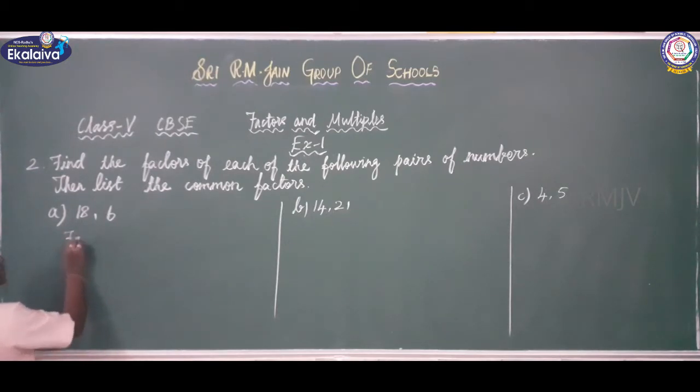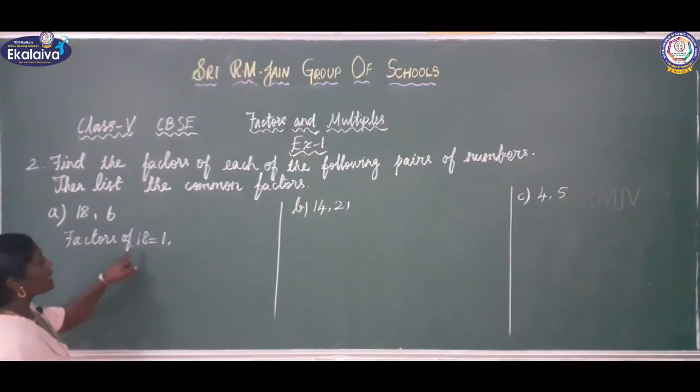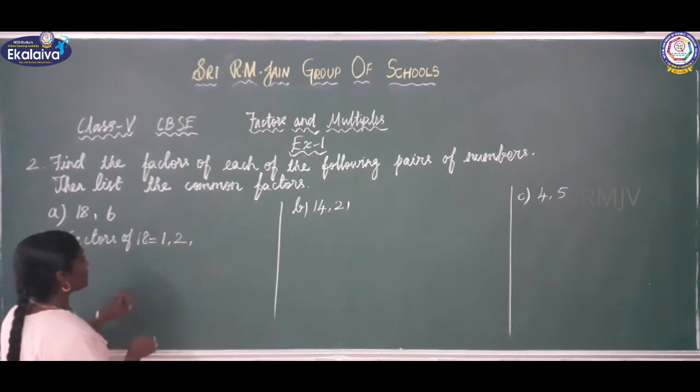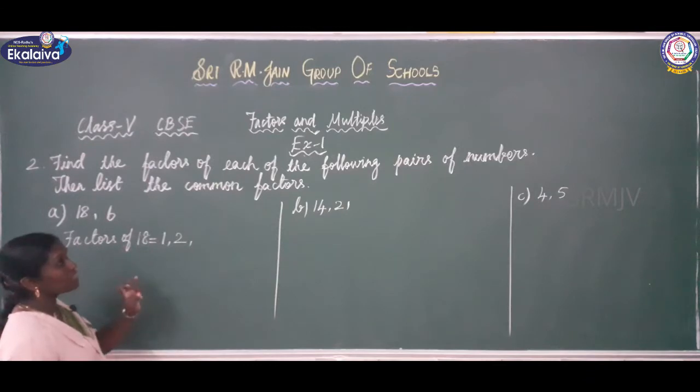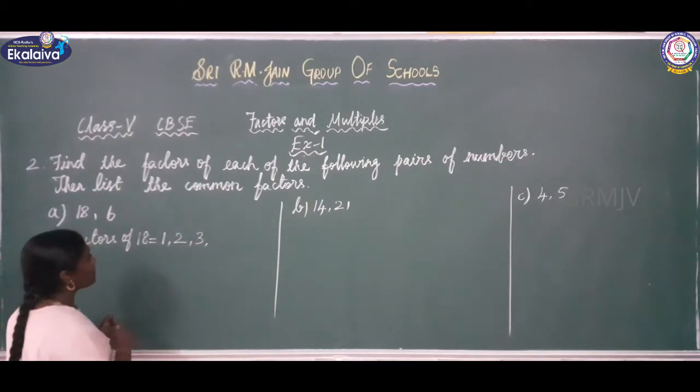So, factors of 18. Here, 1 is the factor of every number. Here, 18 is an even number, so it is divisible by 2. So, 2 is a factor. Then, here 1 plus 8, 9. The sum of the digits is divisible by 3, so the given number is also divisible by 3. So, 3 is a factor.